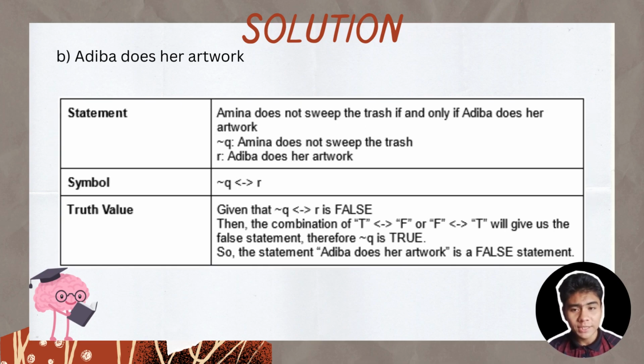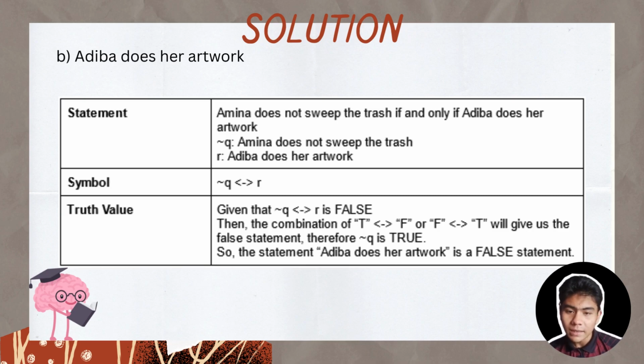Next, for the second solution, B. Adiba does her artwork. The statement is: Amina does not sweep the trash if and only if Adiba does her artwork. We will assign neg Q for Amina does not sweep the trash and R for Adiba does her artwork. The symbol given is neg Q biconditional R.